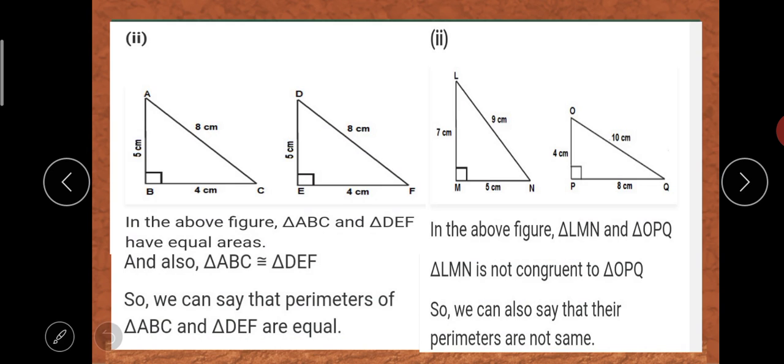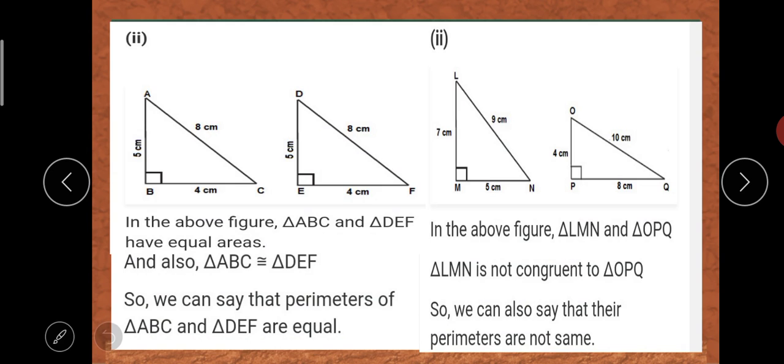We find that M and P show 90 degrees, and now their sides: LM is 7 centimeter and OP is 4. LN is 9 centimeter and OQ is 10. MN is 5 centimeter and PQ is 8. So what we find is that all sides are different, so we can say that they are not congruent.